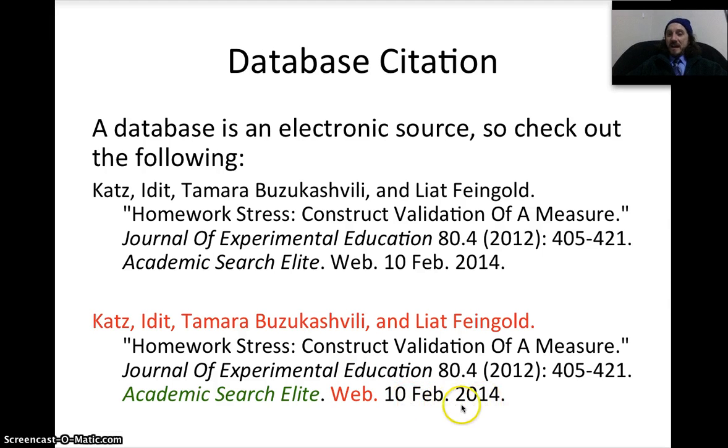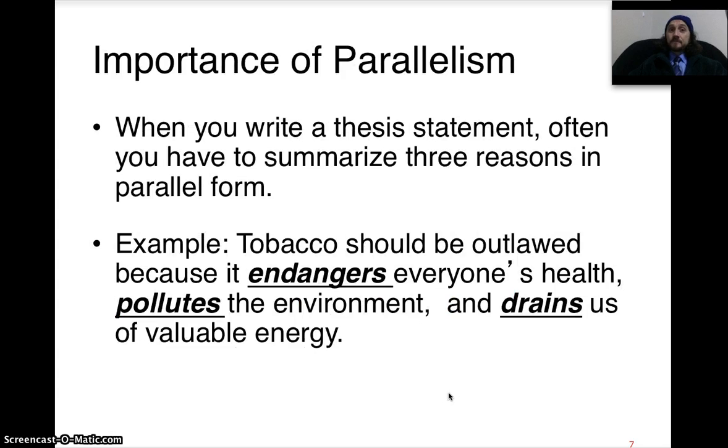So author first, then the name of the article, then the name of the journal, then page number and the date that it was published and maybe the volume, the name of the database that was used, Web, which tells us that it's electronic, and then the date you accessed it. All right? That's database. So those are things that you should know need to be in there, and hopefully you know the order after doing this for a while.